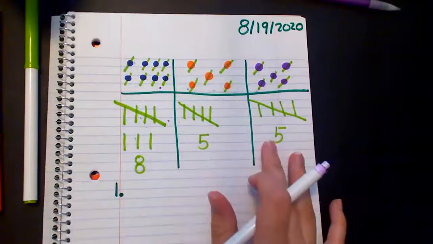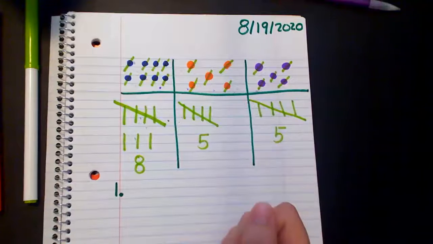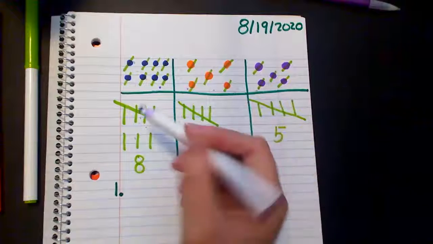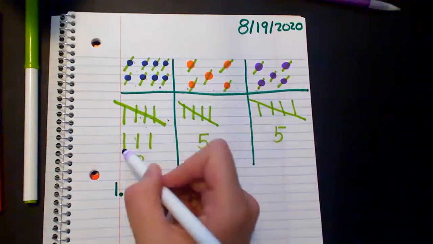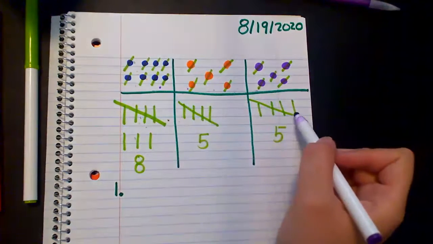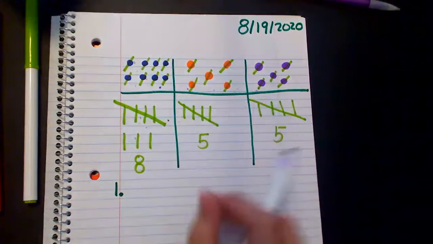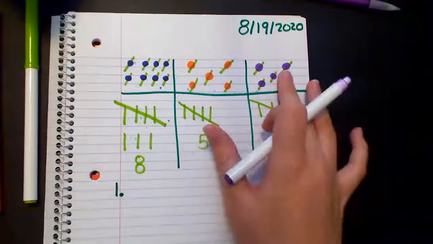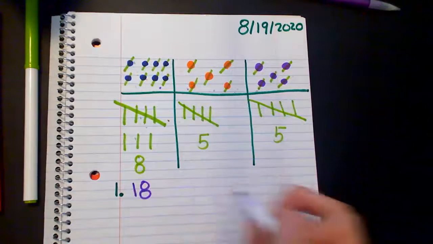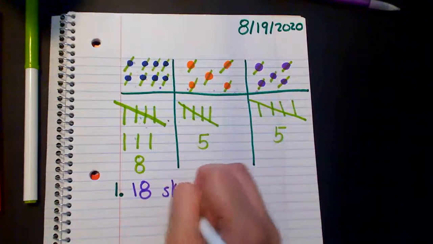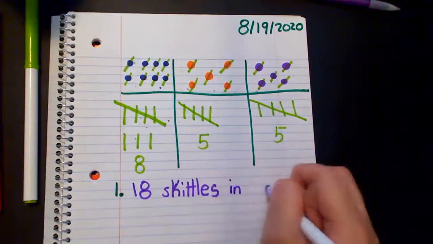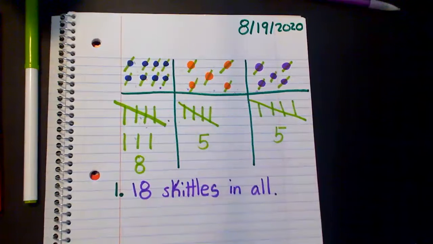So now let's check with our tally marks and how many lines or tallies we have all together. So this is 18 Skittles up here. Let's see if it matches down here. 1, 2, 3, 4, 5, 6, 7, 8, 9, 10, 11, 12, 13, 14, 15, 16, 17, 18. So we had 18 tally marks down here and 18 Skittles up here. They are the same. So for number 1, we have 18 Skittles in all. Okay, so that's another way of doing it.